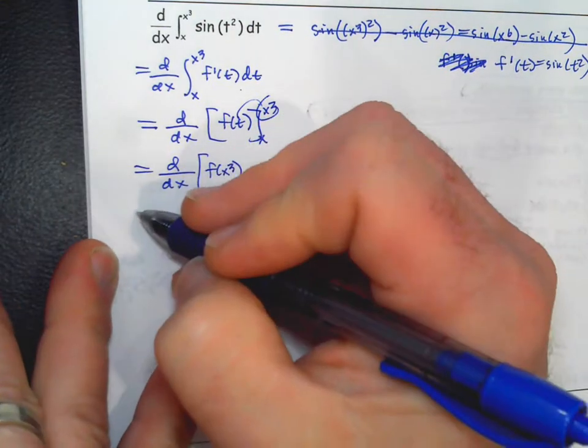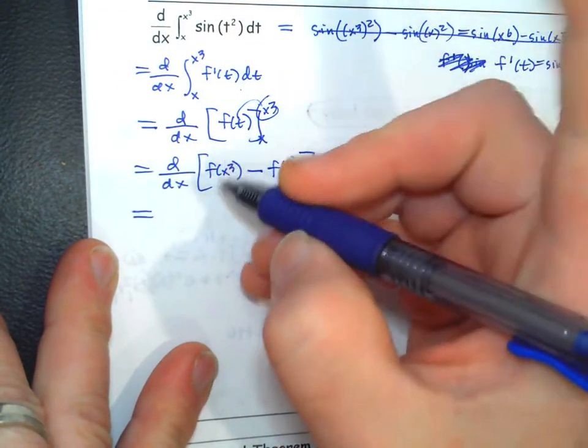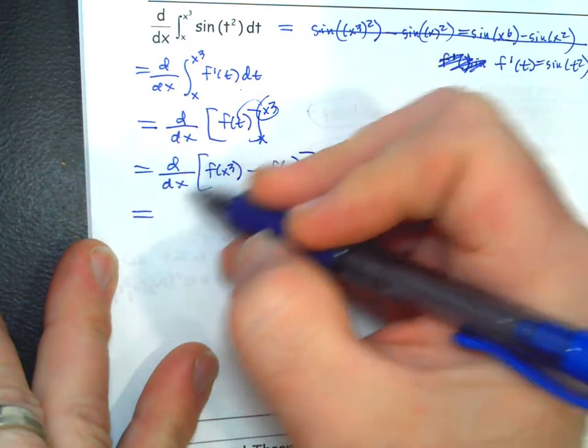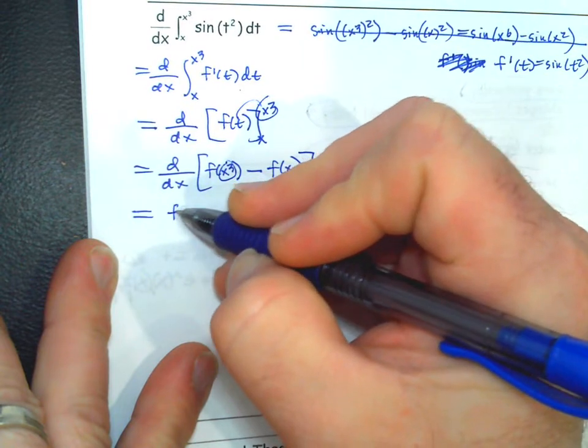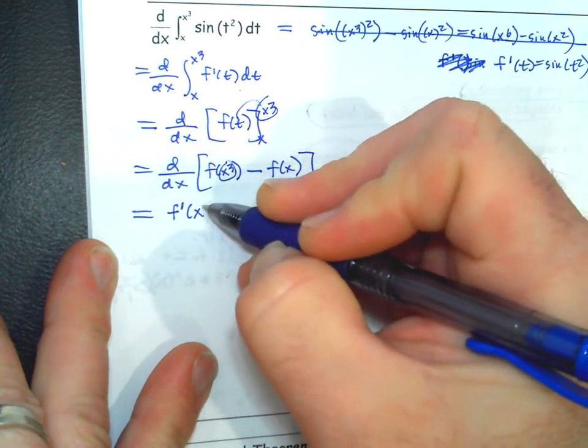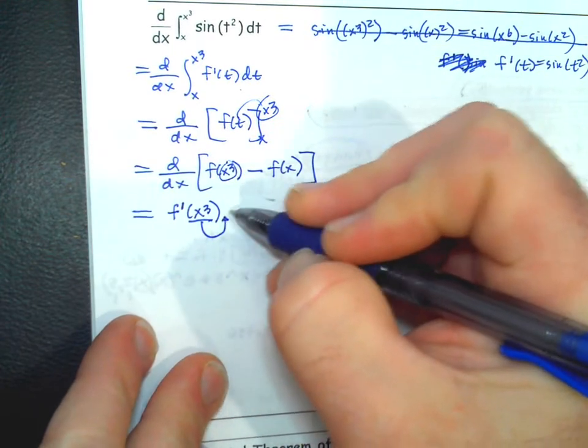Now, if we're going to go ahead and take the derivative of this, we can take the derivative of each term separately. Now, this involves the chain rule. The derivative of f of x cubed, this is an inner function, so it's a chain rule. You got to take the derivative of the outside first, leave the inside the same, but then you got to multiply by the derivative of what's inside.